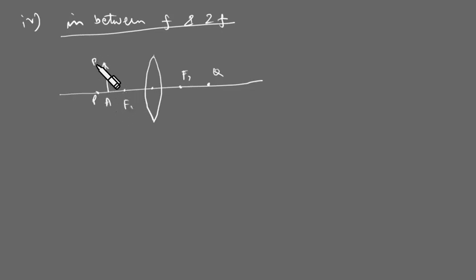Object A, B, where B is the head. Again we will draw two rays. One of them will be a paraxial beam, of course, which after getting refracted from the lens will go through the second principal focus of the lens. And then the second one, we will draw another one which goes straight through the optical center of the lens, so something like this.